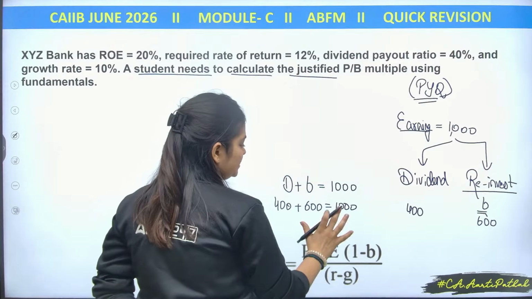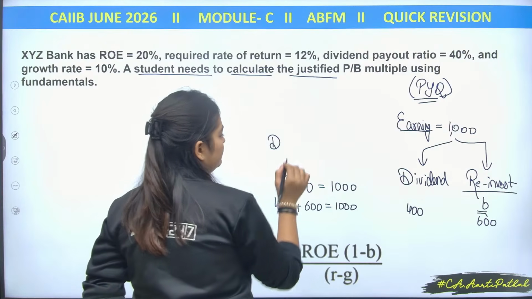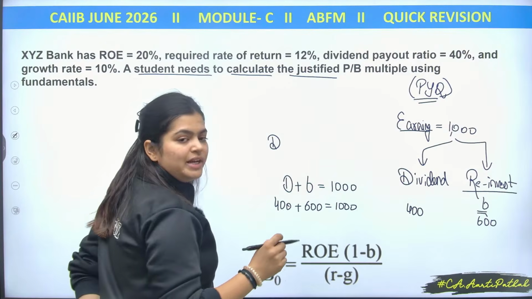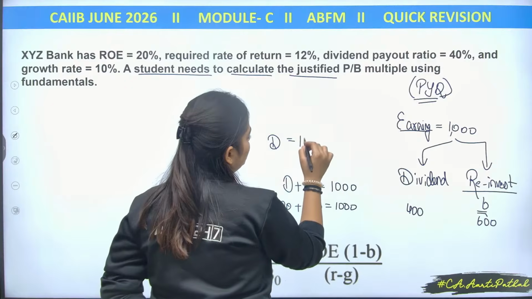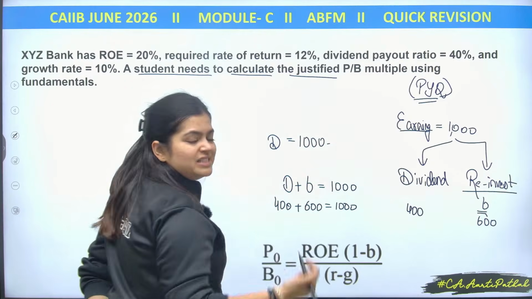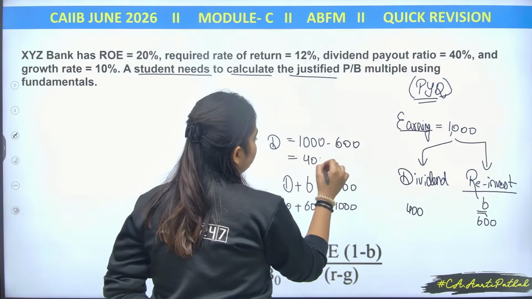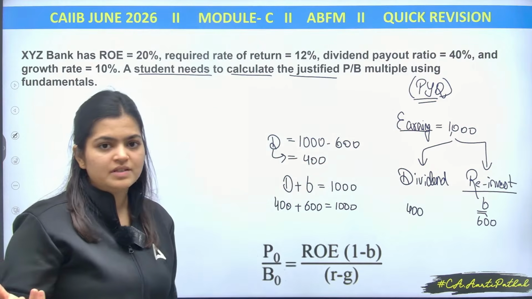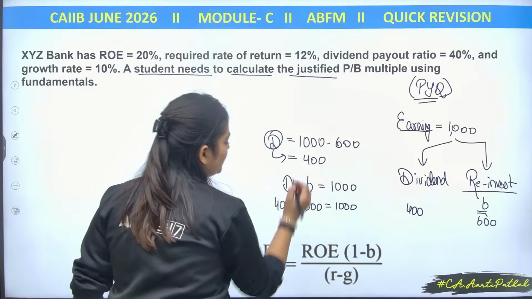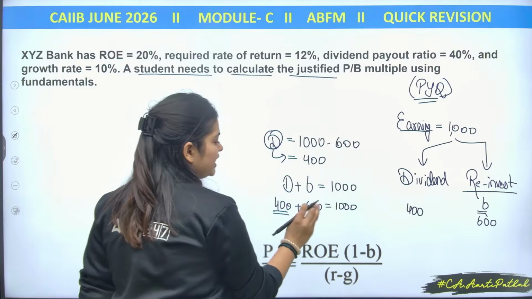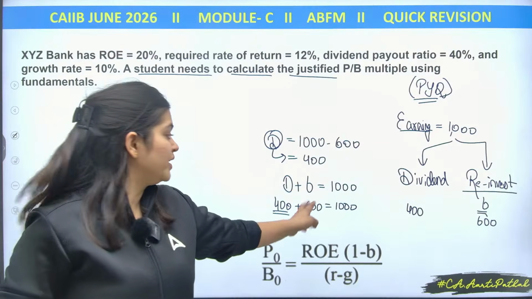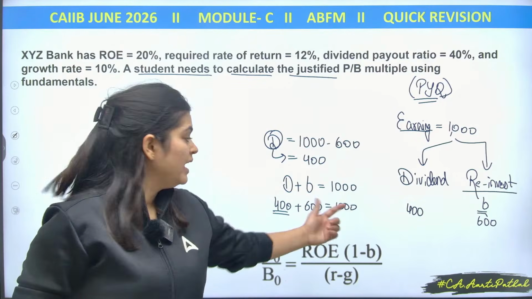Now, you need to calculate here D, the dividend. Can you calculate it? Of course. We know total earning is 1,000. We know our saving, that is the reinvestment amount, is 600. So the remaining 400 is going to be your dividend. Simple? Yes. You can calculate dividend in this manner, or if they are giving you the plug back amount, you can subtract it from the total earning.